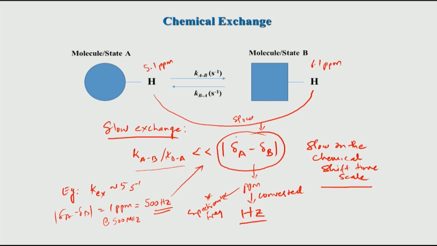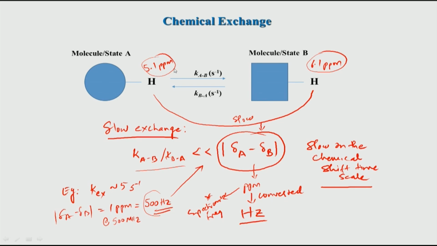In state A it will have one particular value, in state B it will have another value. That means they should definitely have two different values, they cannot have the same value or nearby. If it is nearby, then this condition is not satisfied. The difference in hertz should be large compared to the exchange rate value. This is how we say whether an exchange can be considered as fast or slow.